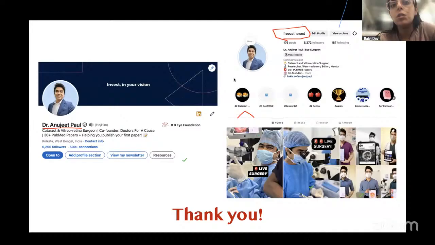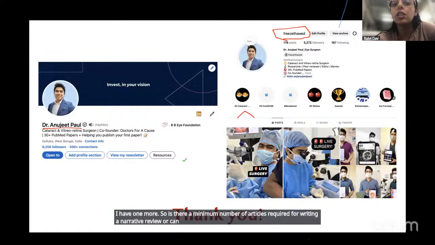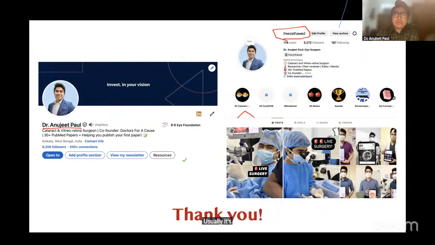I have one more. Is there a minimum number of articles required for writing a narrative review, or can it be conducted with a limited number of relevant studies? Usually it's around 40, most journals accept 40.